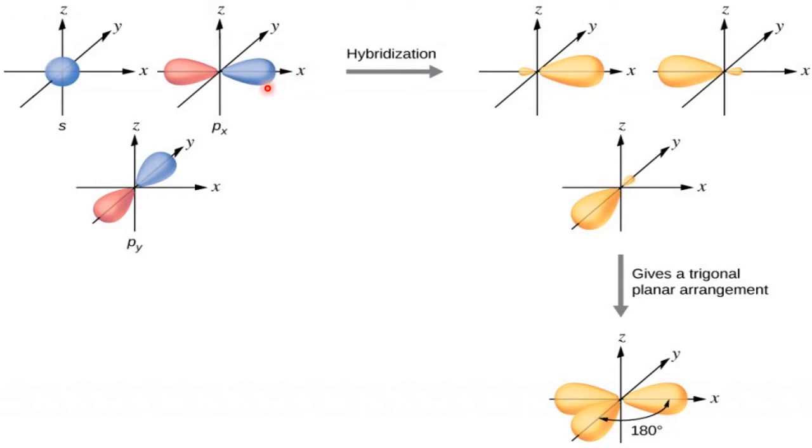Now here, how many orbitals underwent hybridization? 1, 2, 3. How many are formed? 1, 2, 3. These are called sp2 hybrid orbitals. Three sp2 hybrid orbitals are formed. Then they undergo rearrangement, and this is the final hybridization of the boron. So boron will acquire this type of arrangement.